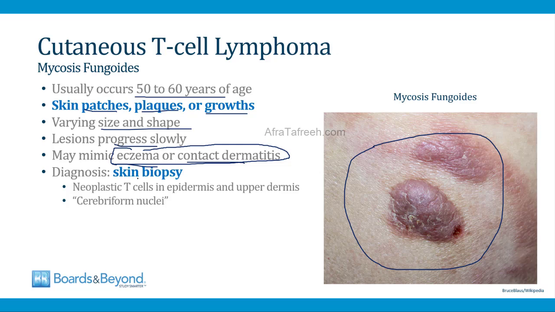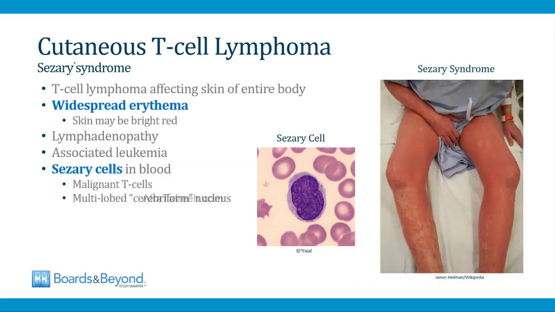And so the diagnosis of mycosis fungoides is made by skin biopsy. What you will see are neoplastic T cells in the epidermis and upper dermis. And these T cells have nuclei that look like the brain. They're called cerebriform nuclei. And I'll show you a picture of what this looks like in just a minute. So in mycosis fungoides, there's a localized malignancy of the skin caused by malignant T cells. In Sézary syndrome, similar T cells lead to a T cell lymphoma affecting the skin of the entire body.